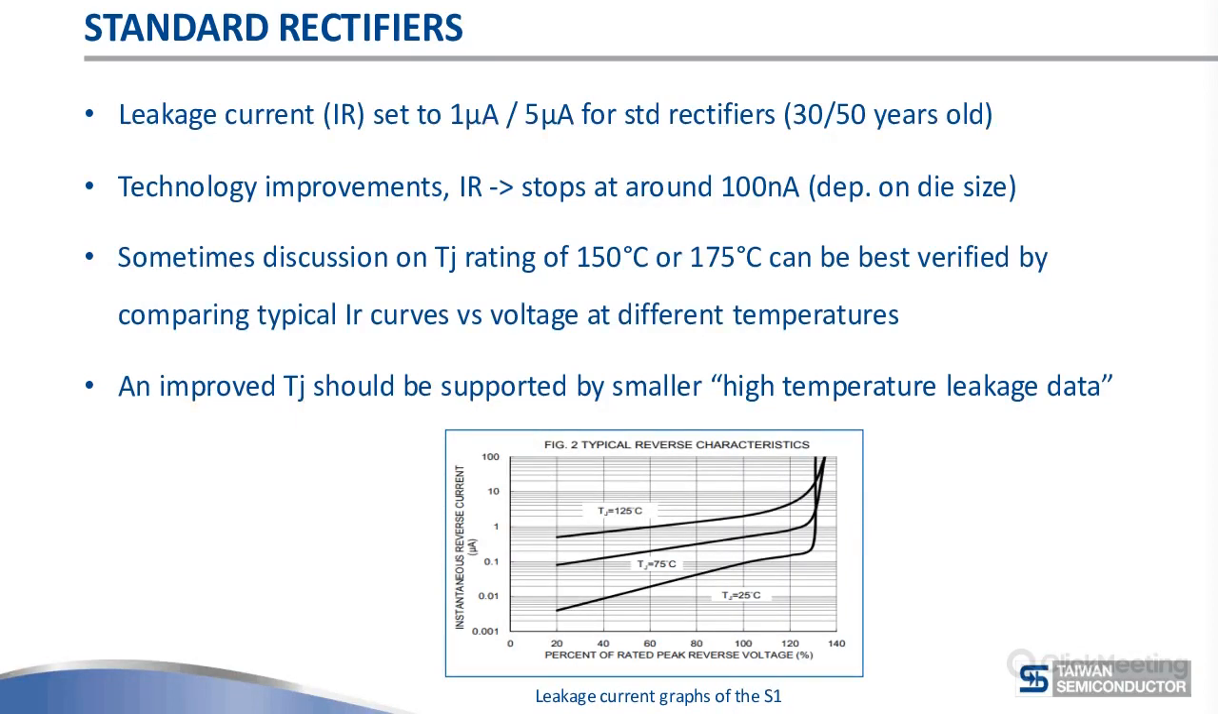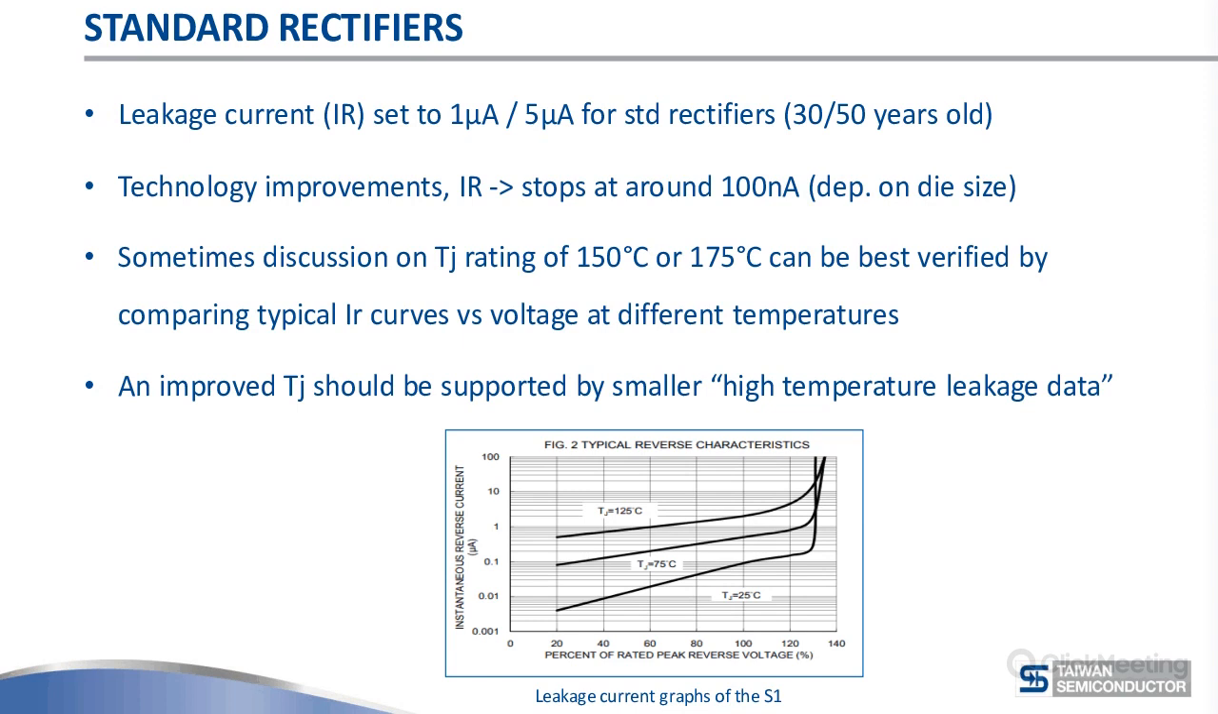The junction temperature, occasionally you have a discussion in the market. What is the best product, 150 degrees C or 175 degrees C? In a standard rectifier, definitely the junction temperature of 175 degrees C is better than 150 degrees C. In a Schottky diode, it may just reflect a different technology.